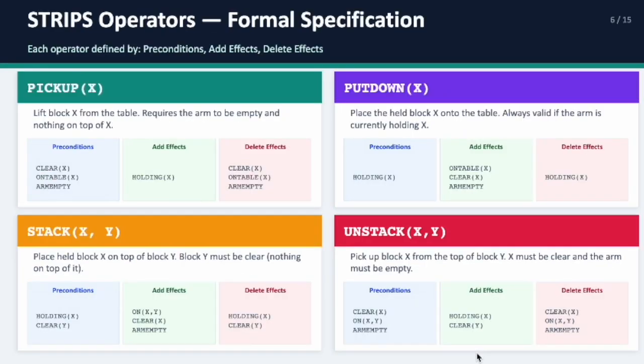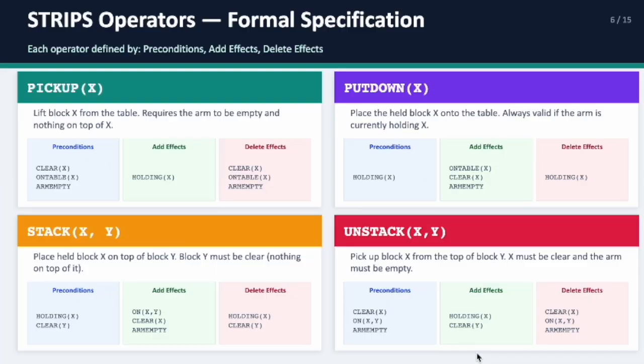Now the STRIPS operators. The four actions the robot arm can execute, each defined precisely by three lists. Each action has preconditions, add effects, and delete effects. Preconditions are the conditions which have to be true before the action can execute. Add effects are what becomes true after the action, and delete effects are what becomes false after the action.